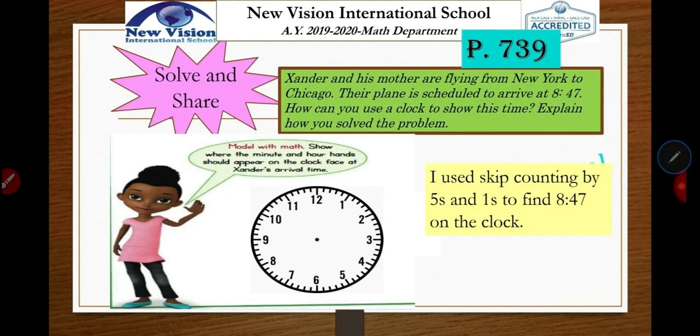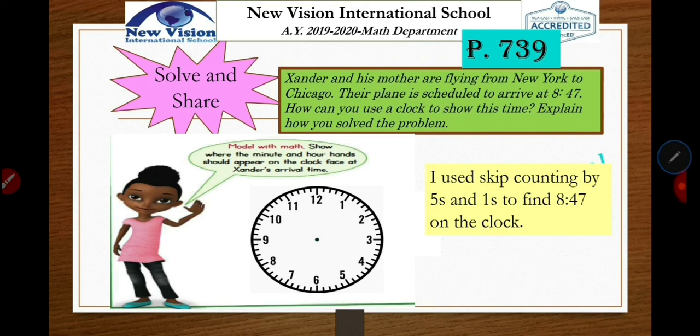Okay, good job. So that video really helps you a lot on how to tell time to the minute. It's very easy, isn't it? Okay, so now we are going to have page 739 in your book. Please open it. Good, let's do the solve and share. Let's read the problem together.